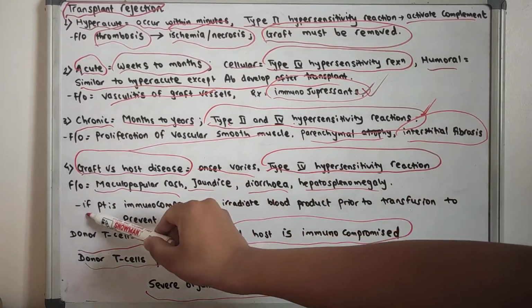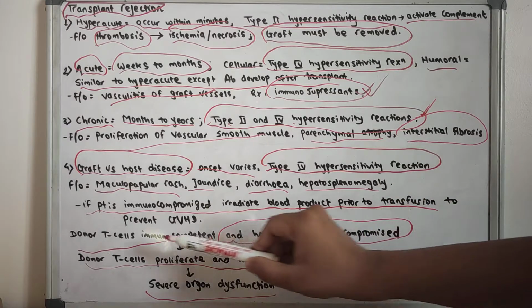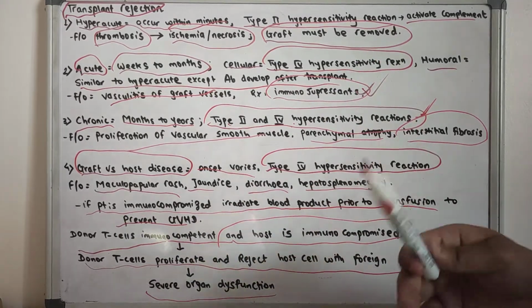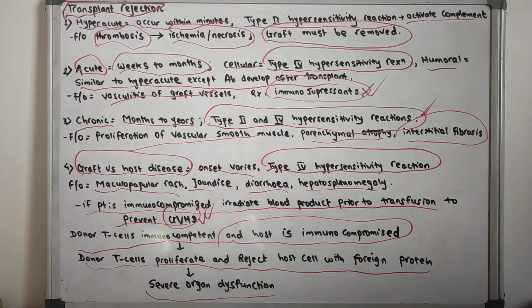So if the patient is immunocompromised, we should irradiate the blood product prior to transfusion to the recipient to prevent graft versus host disease.